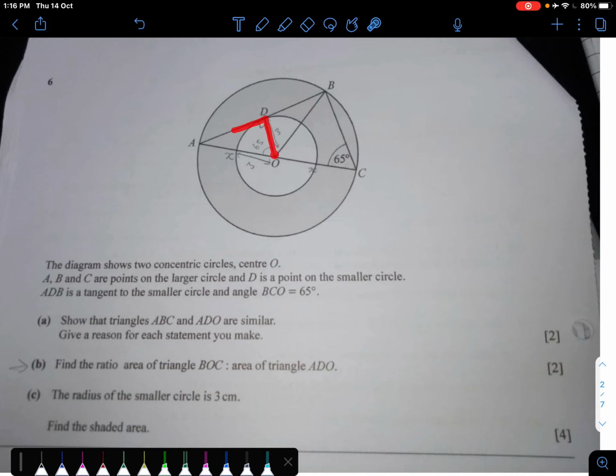So angle ADO, how do you know it's 90 degrees? ADB is a tangent, O is the center, it goes all the way to a point D on the circumference, so this OD must be a radius. Tangent and radius, what do you know about tangent and radius? They must be perpendicular, right? Tangent perpendicular to radius. So there we go, we got our first 90 degrees with the reason: tangent perpendicular to radius. How about our second 90 degrees over here?